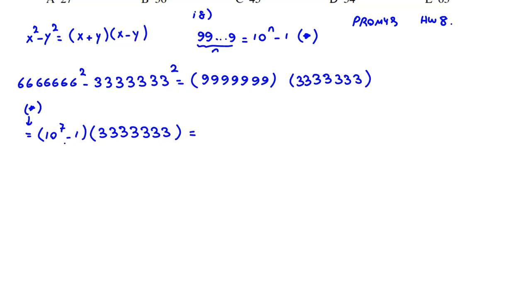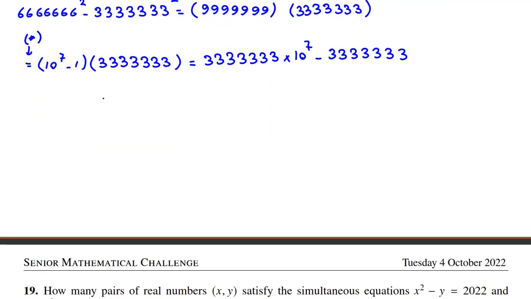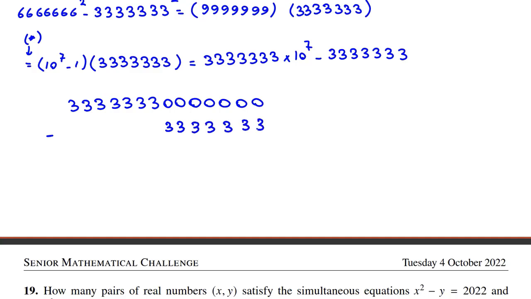It will be what? 10 to the 7. Let's expand. It is 3, 1, 2, 3, 4, 5, 6, 7 times 10 to the 7 minus 1 times this, which is 1, 2, 3, 4, 5, 6, 7. Okay. Let's write these numbers on top of each other. It will be 1, 2, 3, 4, 5, 6, 7 times 10 to the 7, which is 7 zeros, 3, 4, 5, 6, 7, minus 7 threes, 1, 2, 3, 4, 5, 6, 7.